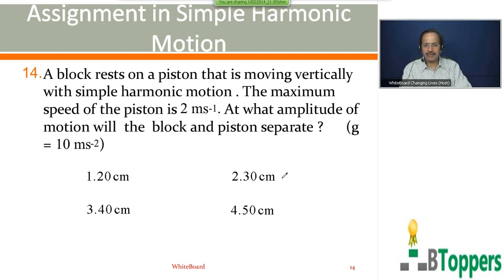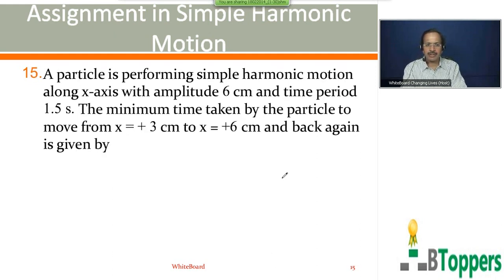So I am going to show the next question. Look at the question number 15 on screen. So I am going to read the question number 15. A particle is performing simple harmonic motion along x-axis with amplitude 6 centimeter and time period 1.5 seconds. The minimum time taken by the particle to move from x equal plus 3 centimeter to x equal plus 6 centimeter and back again is given by. Come on, take a pause and try the question.